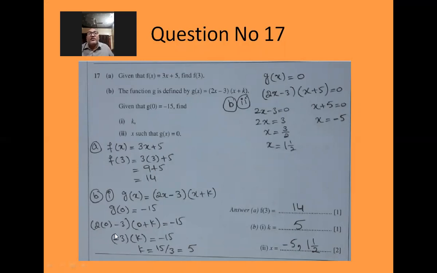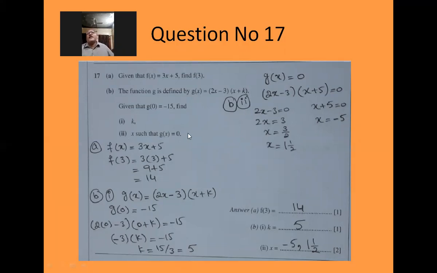So here you can see 2 into 0, that will be 0 minus 3. So it will be minus 3. Then it is x plus k. In the place of x, I will put 0. So you will have 0 plus k, that will be k. So it will be minus 3k equals minus 15. So this minus 3 will go on the other side. Minus minus will be cancelled. So your k will be equal to 15 by 3, and that will be 5. So the value of k is 5.